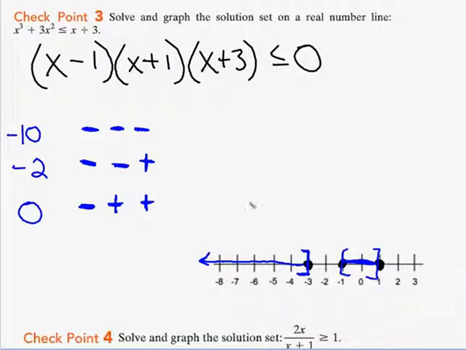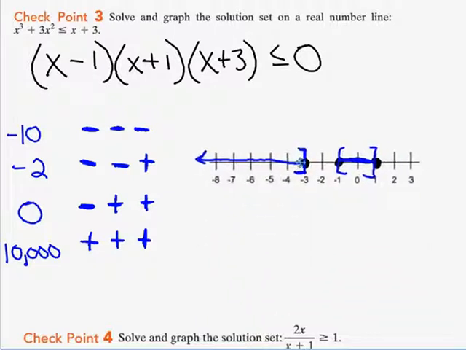Okay, and then from 1 to infinity, let's choose 10,000. 10,000 minus 1 is definitely positive. 10,000 plus 1 is also positive. 10,000 plus 3 is also positive. Everything's positive. Is that less than 0? No. So we're not going to color in that part of the graph also.